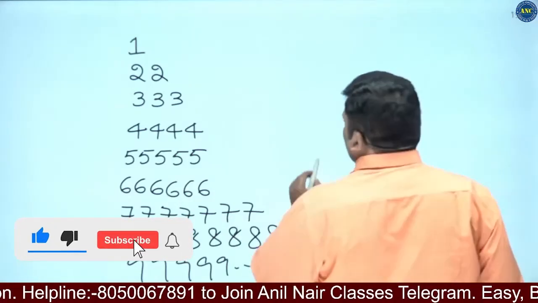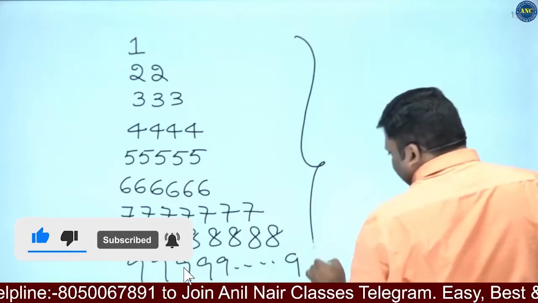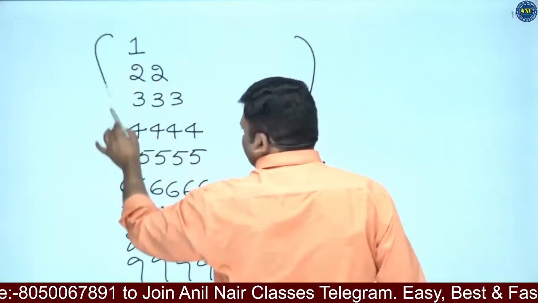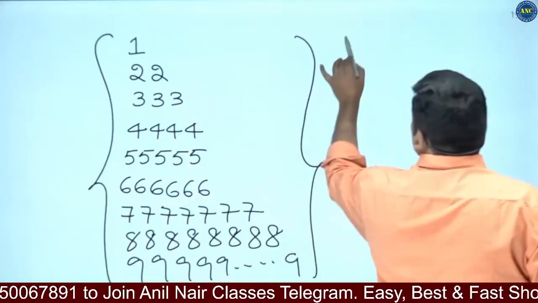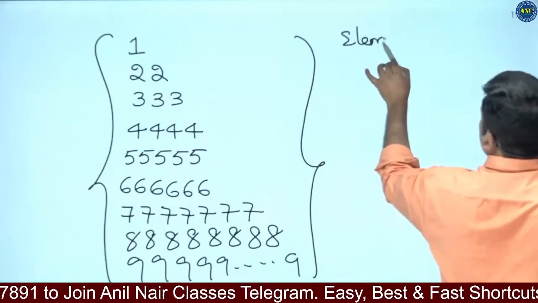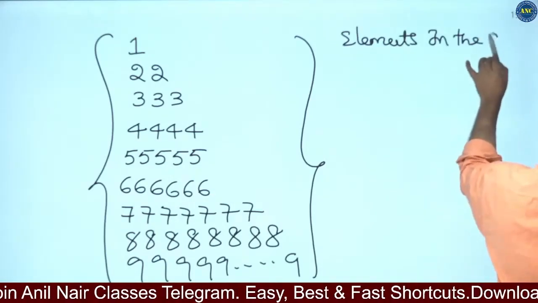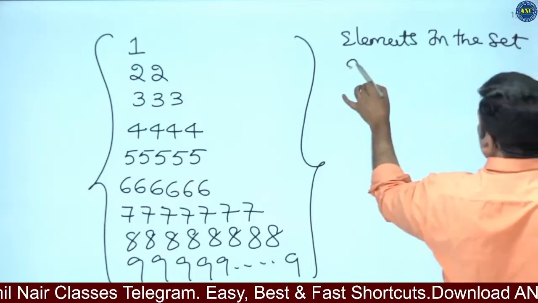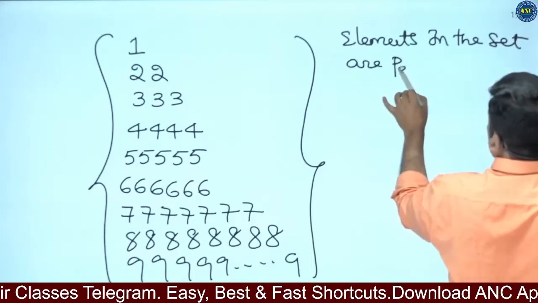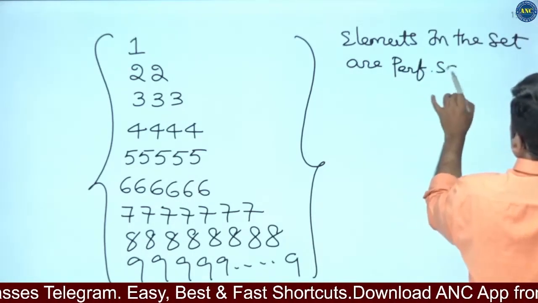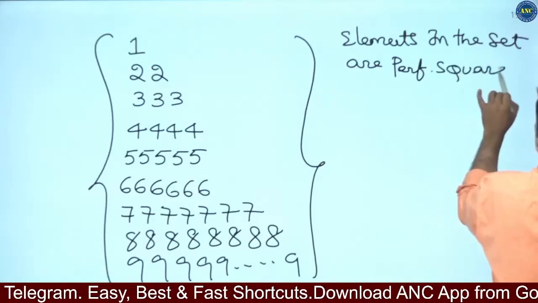This is a set. Which of the following elements in the set are perfect squares?